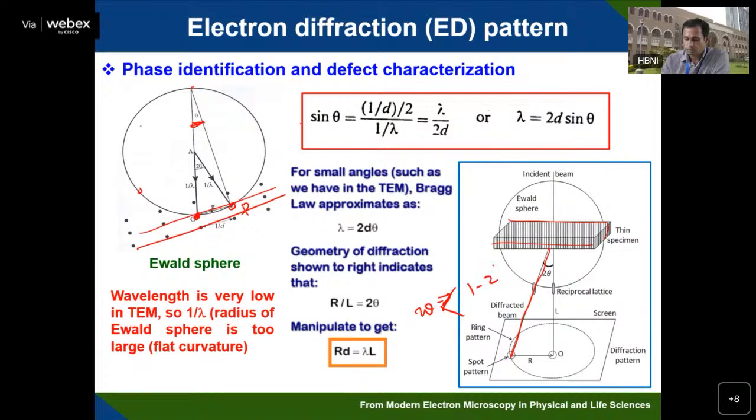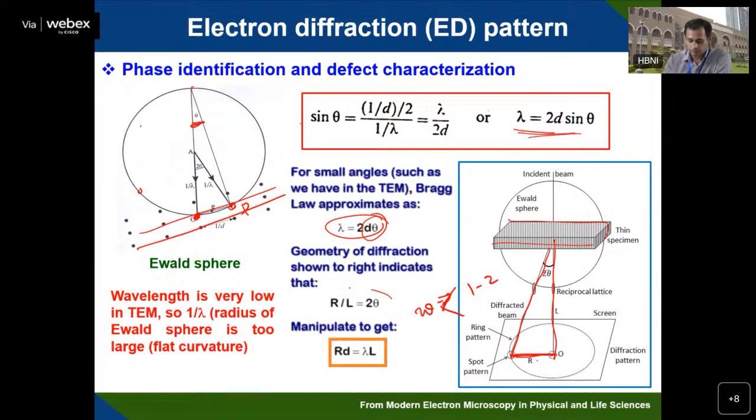With such a low value of 2 theta, the equation lambda equals 2d sine theta will change. D sine theta will be almost equivalent to d theta. So lambda equals 2d theta in the case of TEM. And if you consider R as the radius on the photographic film, and the length from the sample to the photographic film is L, the camera length, then R is the radius of the ring that you get, and 2 theta is simply R by L, since the sine term is neglected.